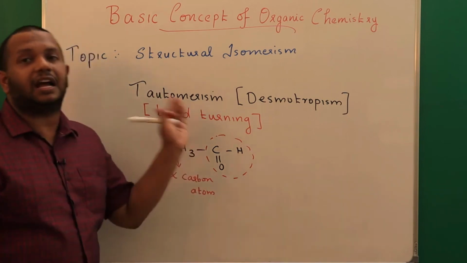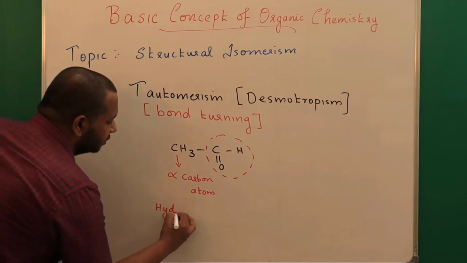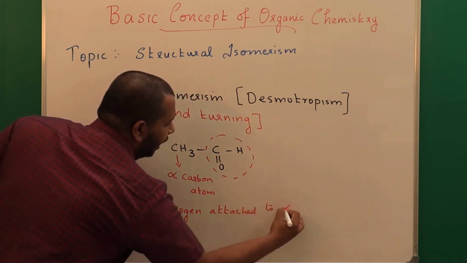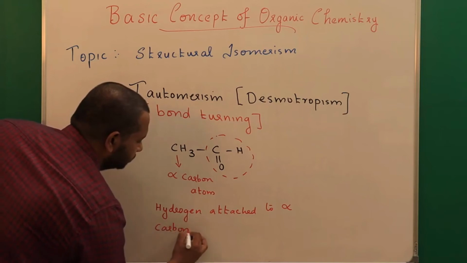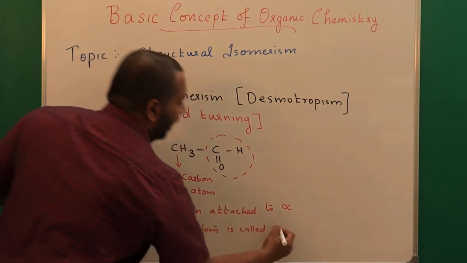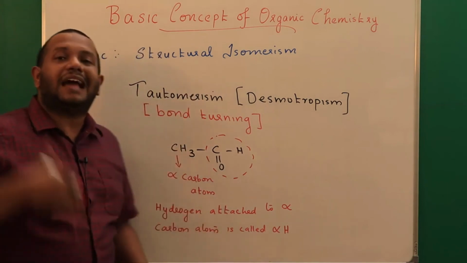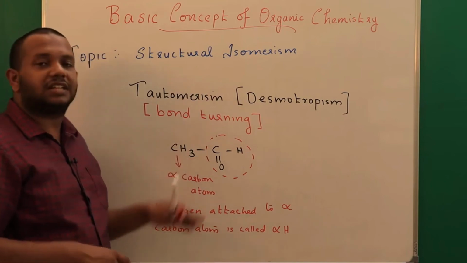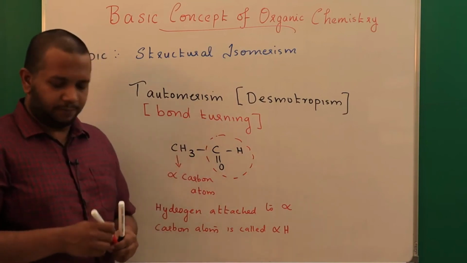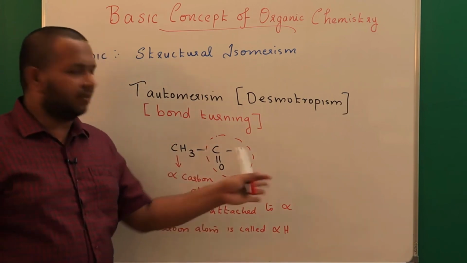The hydrogen atom attached to the alpha carbon atom is called alpha hydrogen. They say this hydrogen atom is acidic in nature. The hydrogen attached to the alpha carbon, the alpha hydrogen, is acidic. Now let's see why it is acidic. To understand that, I should explain what acidity is. We will explain it in the coming sessions, but I will explain now also.